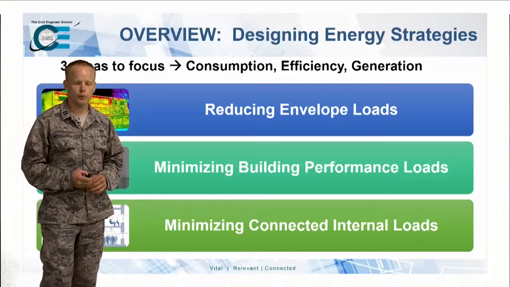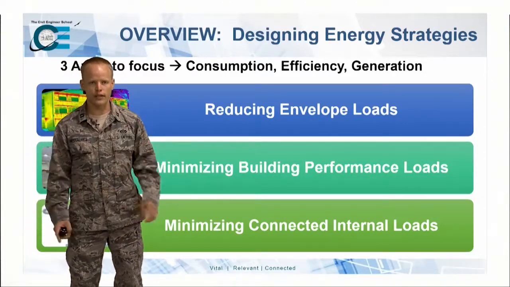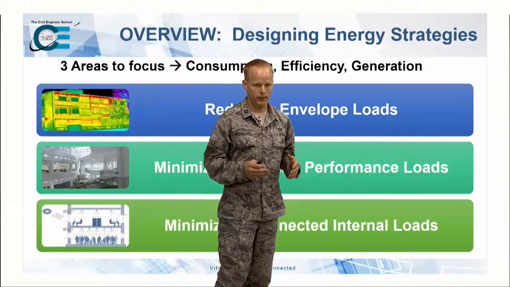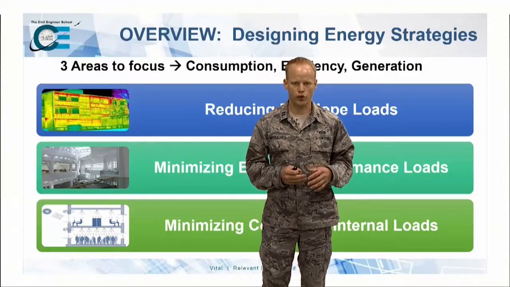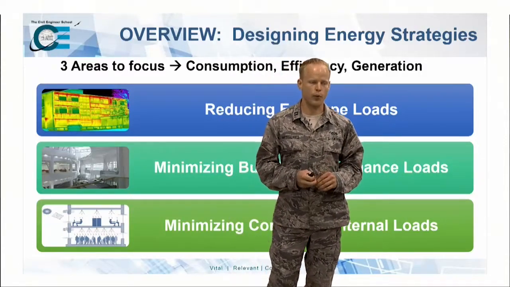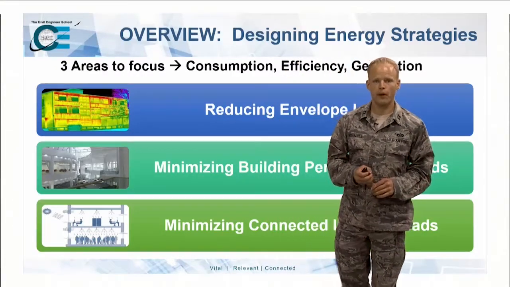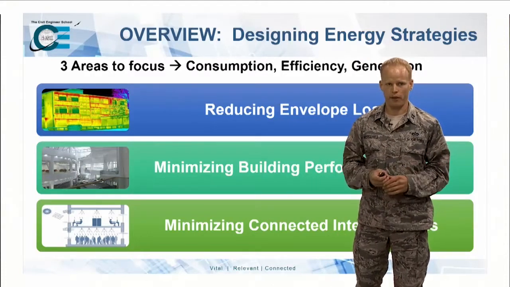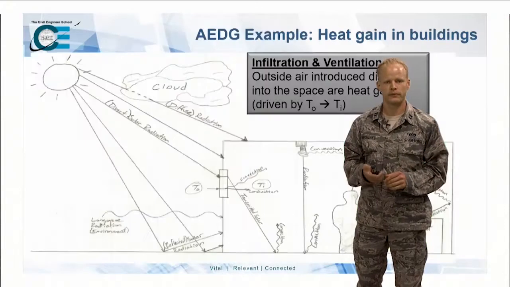For the Air Force, when we're talking about life cycle effectiveness, we may not include these minimized connected internal loads, because we have a lot of equipment and it is mission dependent. So we have to use it regardless, and we may not include those in the life cycle cost analysis. But envelope loads, building performance loads, HVAC equipment, what do we have to put in here for the building itself?